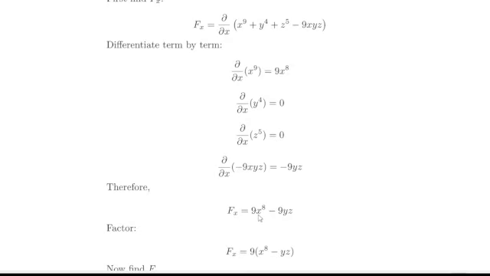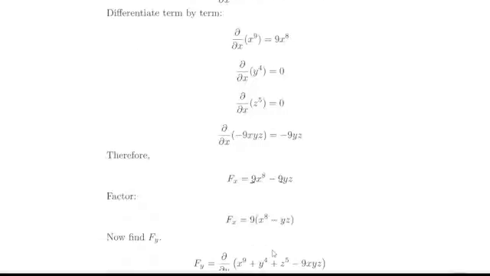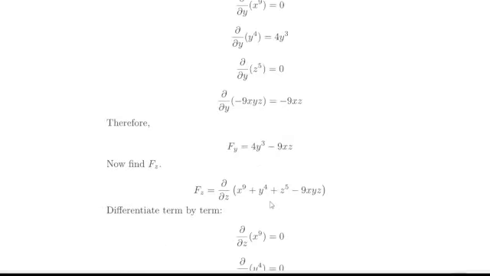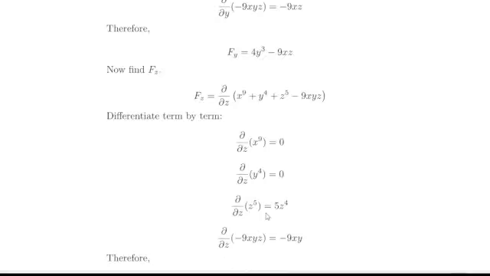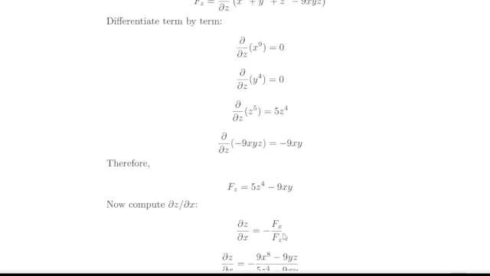Now we can factor out a 9 from both terms and have 9 times x to the 8th minus yz. We find the partial of F with respect to y. That's just going to be 4y cubed minus 9xz. And partial F with respect to z turns into 5z to the fourth minus 9xy.